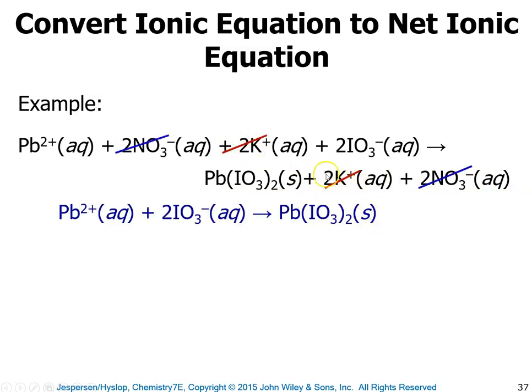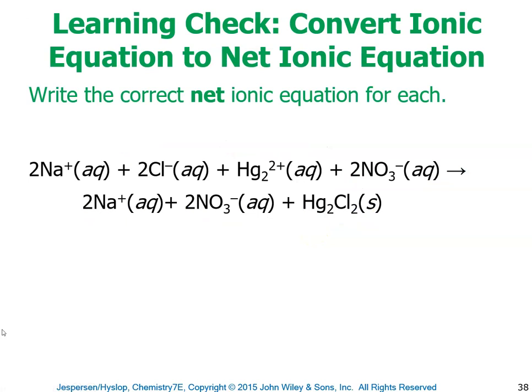Here I've canceled out similar compounds on both sides of the arrow. And now I just write down the things that were not canceled out. The aqueous lead ion and the 2 iodate ions react to form this solid compound. So that's how you generate the net ionic equations. Now I'd like you to try to create a net ionic equation, following the previous example as a guide, and practice and post your net ionic equation in our Blackboard weekly discussion space.